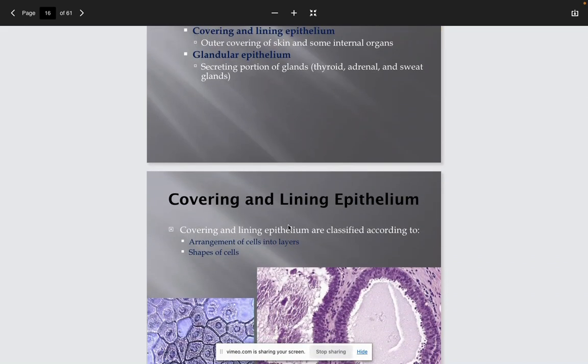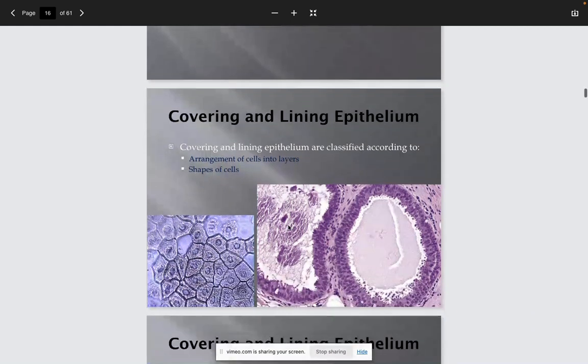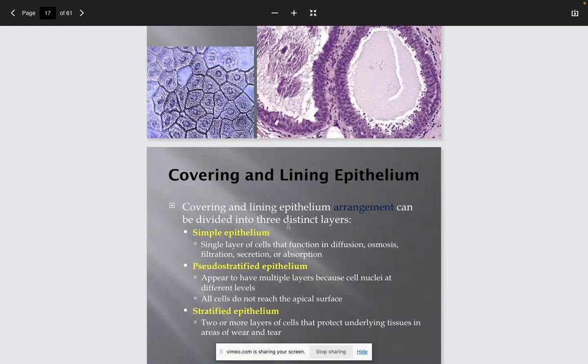So when you want to name covering and lining epithelium, you can break this down into the nomenclature that we either talk about the shape, whether it's cuboidal, squamous, or columnar, right? Whether it's square, column-shaped, or cube-shaped. Or we talk about the arrangement of the cells in the layers. Is it simple or is it stratified? Does it have a single layer or does it have two layers? So let's go into the arrangement of the cells. So if it's simple epithelium, this is a single layer of cells.